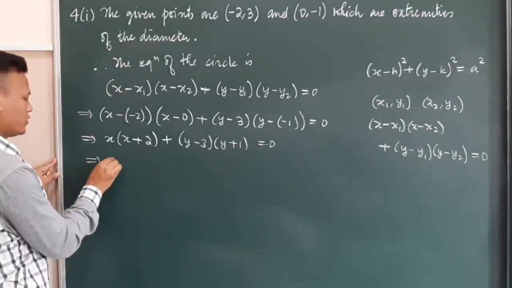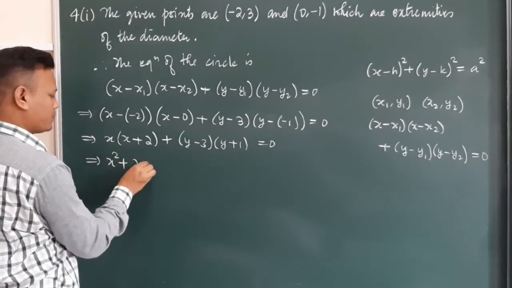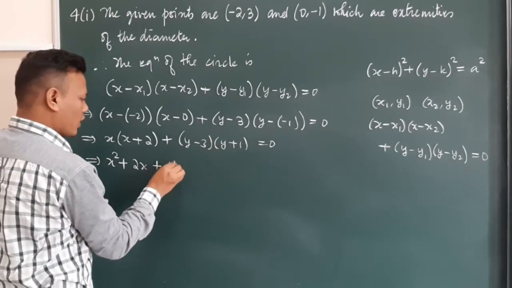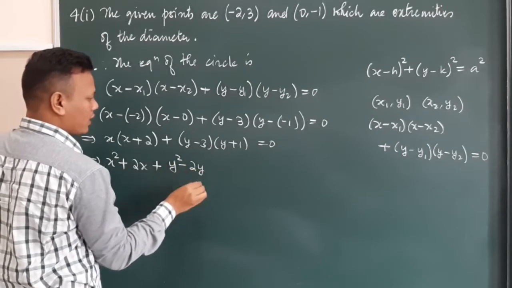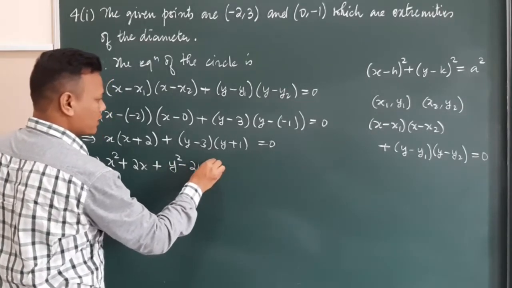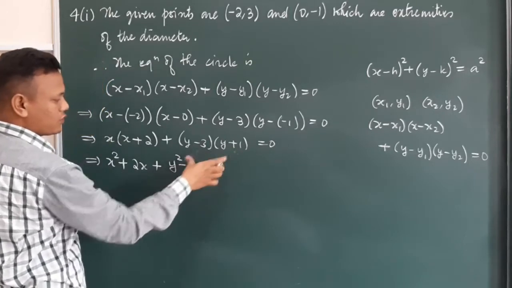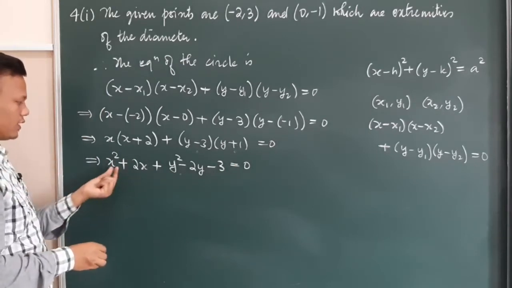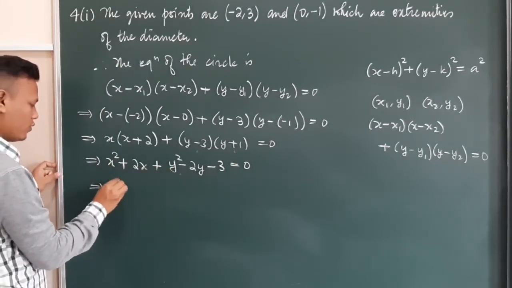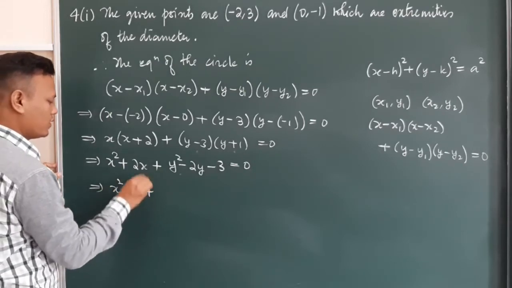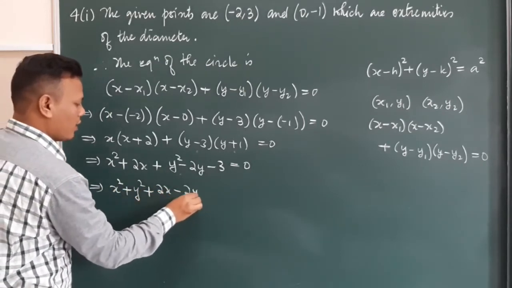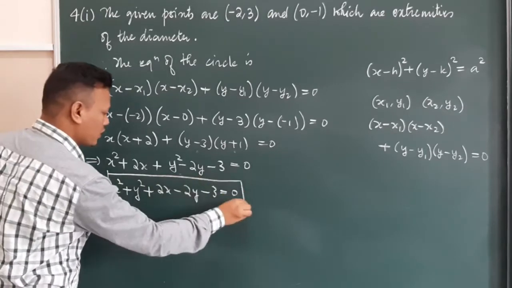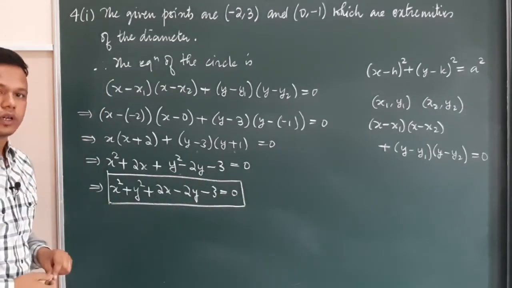Opening the brackets, here we have x squared plus 2x. Let's multiply the other two, and you will get y squared minus 2y minus 3, equals 0. Let's arrange them, keeping x square and y square in front. So you have x square plus y square plus 2x minus 2y minus 3 equals 0. So my answer for this equation is this one. Pause the video to note it down.